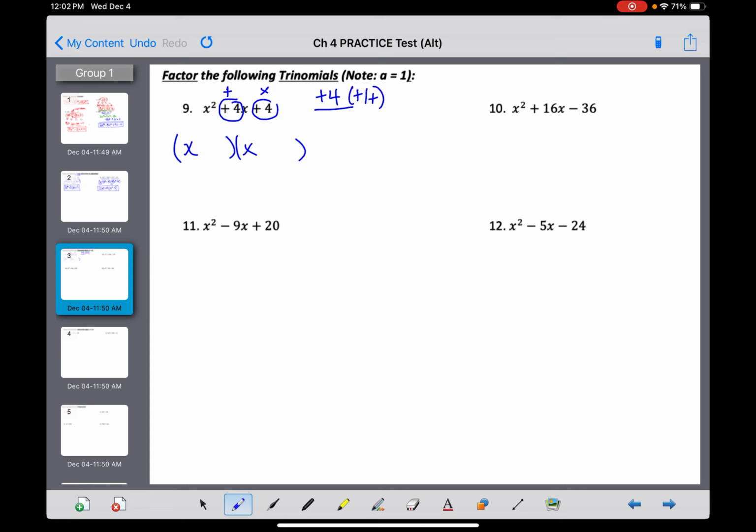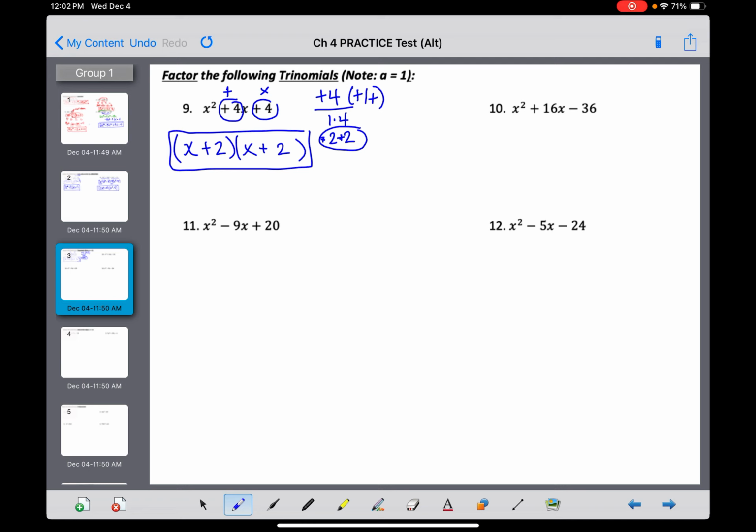So then I know that positive 4 I could get from multiplying 1 times 4 or 2 times 2. But if I want them to add to be a positive 4, then it has to be 2 and 2, and both of them are going to be positive. So I can just fill my parenthesis in with positive 2 and positive 2, and I am done. And again, check by FOIL if you're not sure.